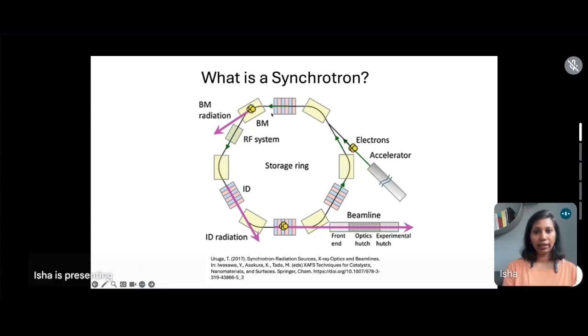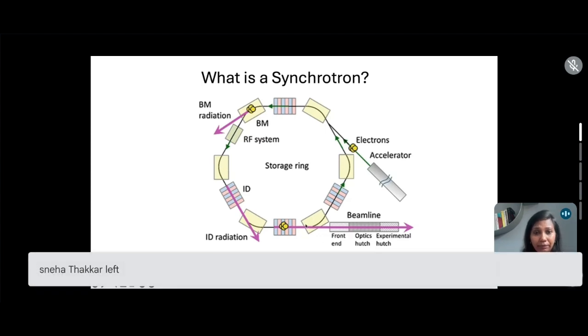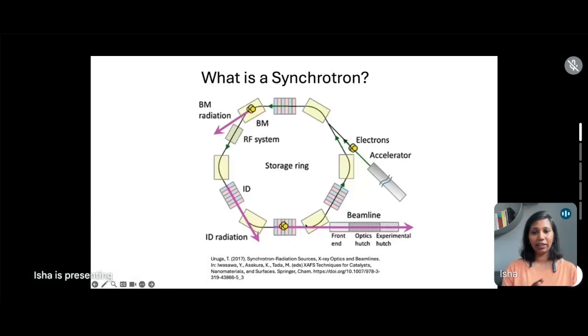So we have two types of bending magnets. Wherever there is a bending magnet, there will be radiation coming out, and this radiation you can use for your experiments. There's another kind of bending magnet, which is called an insertion device. I will not go into the detail of the difference between them, but for now, you will have radiation wherever you are bending the electrons. And then you can build a beam line where you can use this radiation to do your experiments.